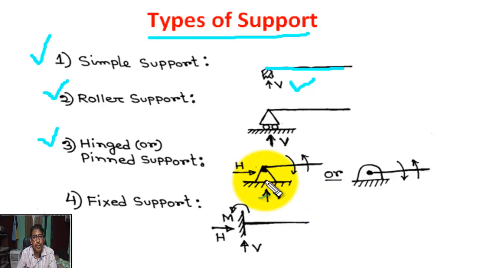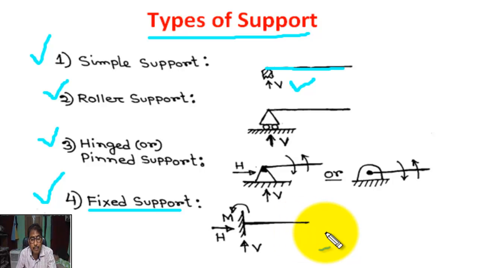Number four, fixed support. Here this is the beam and this is a rigidly fixed support. When the end of the beam rests on a built-in support that does not allow any displacement, such a support offers vertical reaction, horizontal reaction and moment reaction also.